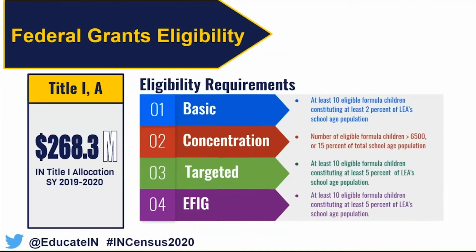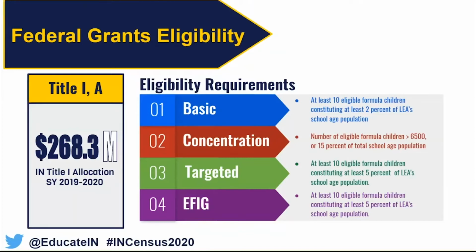The targeted and EFIG grants are often paired together in conversation because eligibility requirements for each are identical. Funds from these grants are allocated to LEAs in which the number of formula children is at least 10 and exceeds 5% of its school-age population. The intents and purposes of each are, however, quite different.